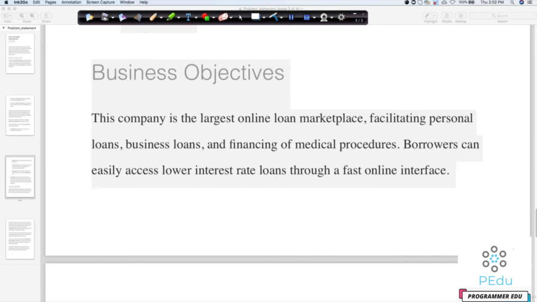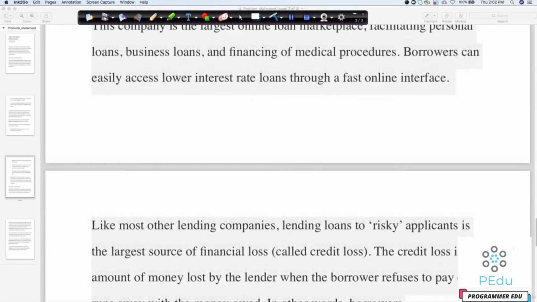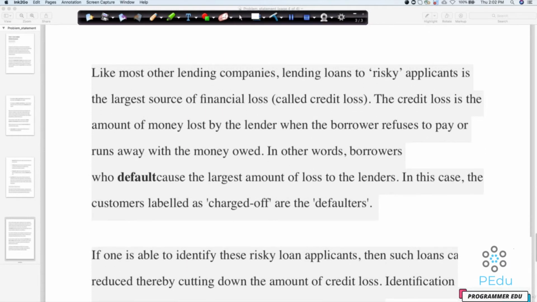Now, what is the business objective? The business objective is that the company is the largest online loan marketplace, and they provide personal loans, business loans, and financing for medical procedures, and borrowers can easily access lower interest rate loans through a fast online interface. Now, like any other lending company, lending to risky applicants is the largest source of financial loss, because if you have given the loan to the wrong person, you may go into a huge loss. The credit loss is the amount the company loses when the borrower refuses to pay or runs away with the money.